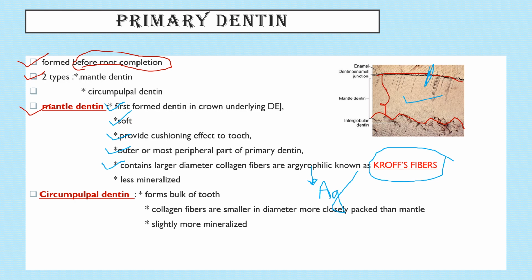Then coming to the circumpulpal dentin, it is less mineralized compared to... it forms the bulk of the tooth. The collagen fibers are smaller in diameter and more closely packed compared to the mantle dentin, and it is slightly more mineralized compared to the mantle dentin. Circumpulpal is nothing but, if this is the pulpal portion and this is the dentinal portion, the dentin which is present near the pulp is known as circumpulpal dentin. And suppose this is the enamel and this is the dentinoenamel junction, the dentin which is present here is mantle dentin.